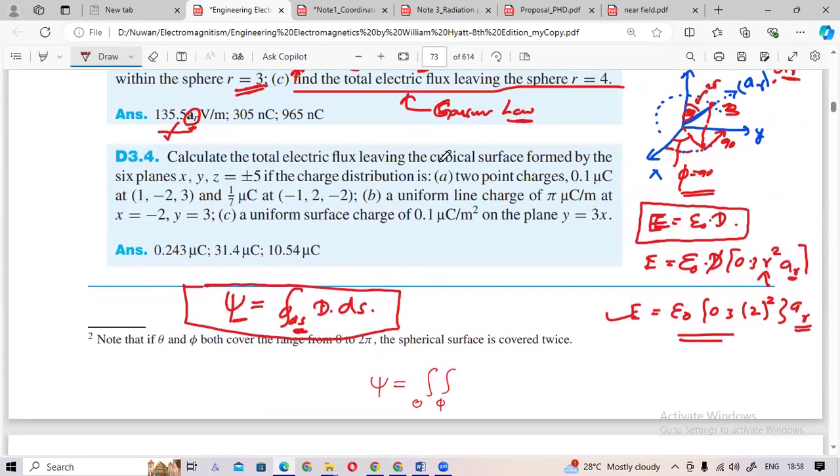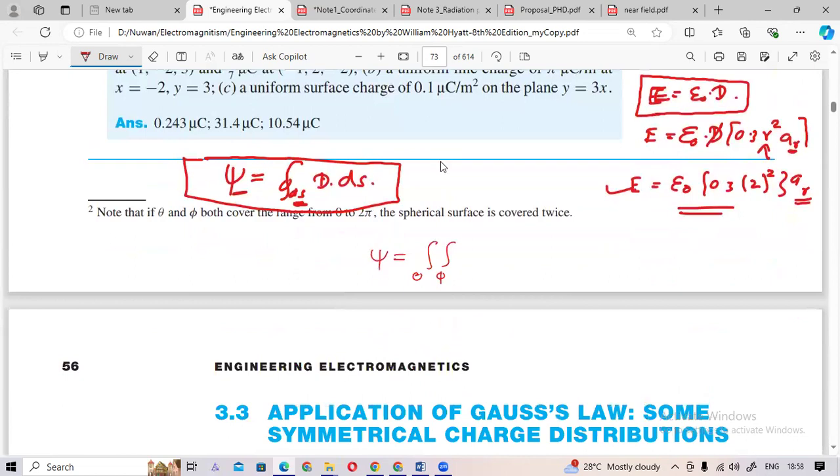0.3 R square AR. 0.3 R square. And this AR is there. Okay, so this is a unit vector. It emphasizes the direction.